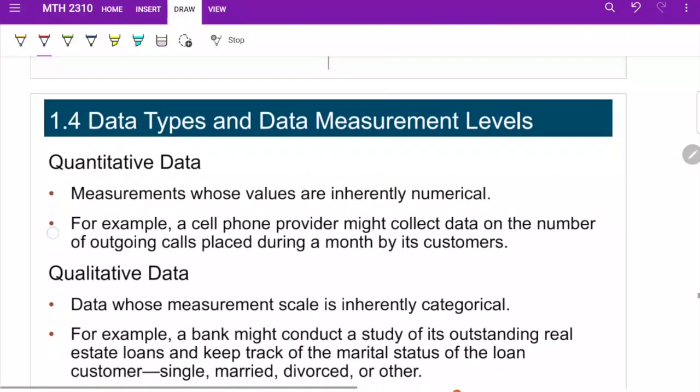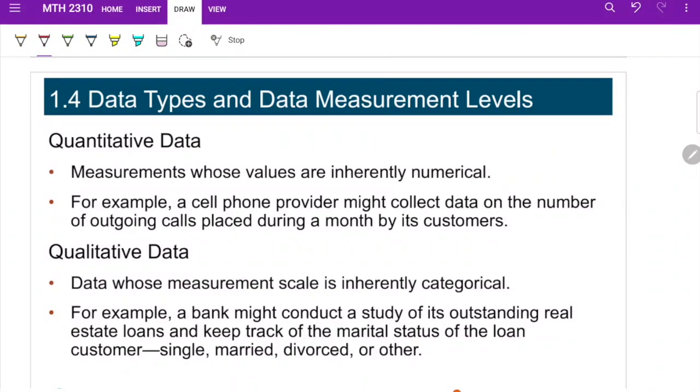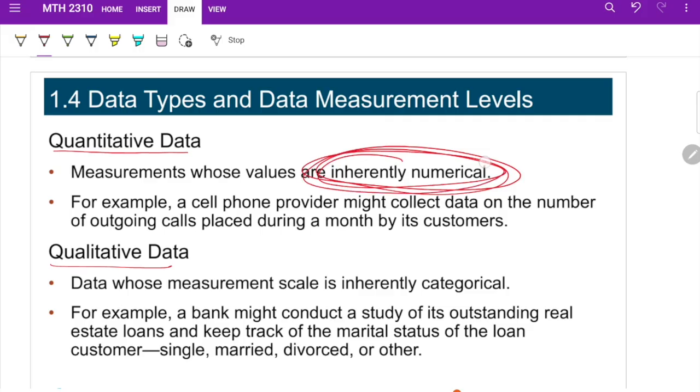Okay. The last topic I would like to talk about is the types of data and levels of measurement. We have 2 types of data, and it's very important: quantitative data and qualitative data. Quantitative data is inherently numerical. The values taken by these variables are numerical. Weight, height, number of calls, number of customers, number of people. All of these are numerical, so it's quantitative data.